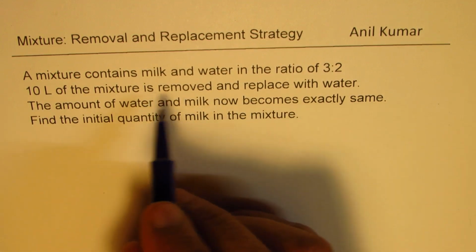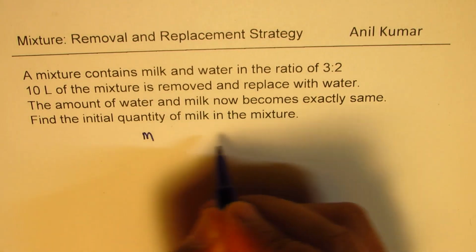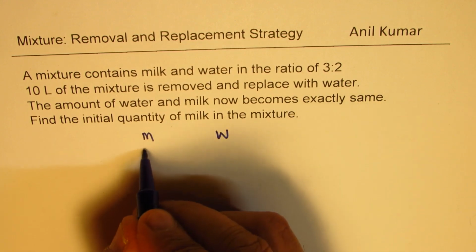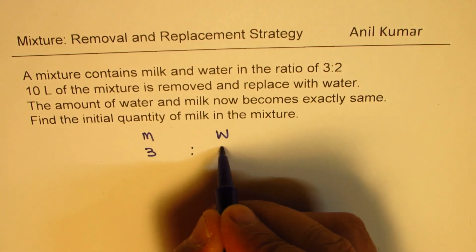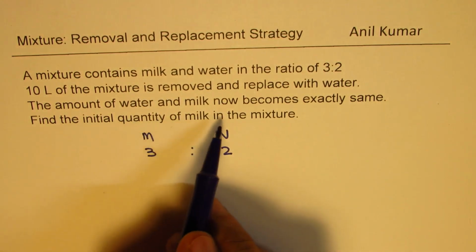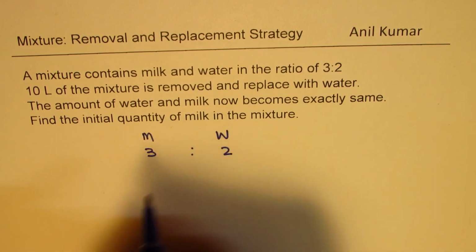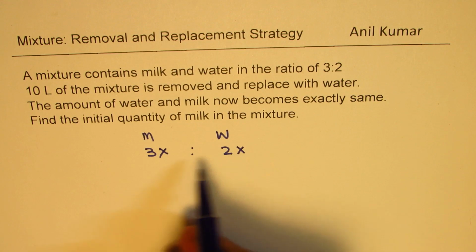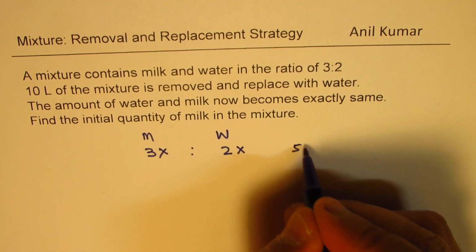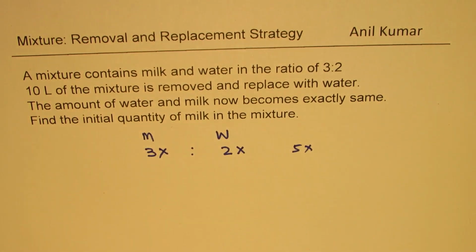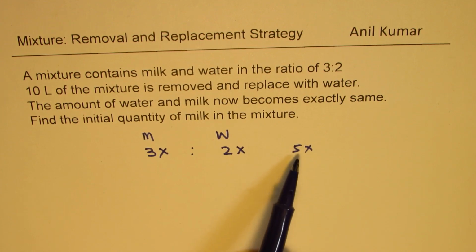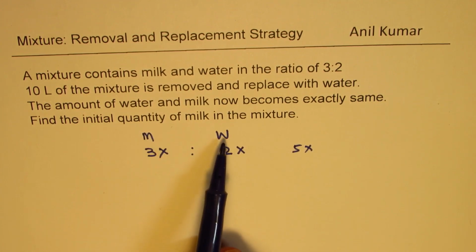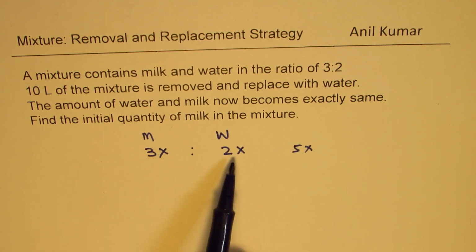Now here I'll adopt a different method. We're talking about milk and water, and the ratio is 3:2, right? It says find the initial quantity of milk, which we don't know, right? So let it be 3x and 2x, in the ratio of 3:2. So we are working with a total of 5x. So if 5x is the total quantity, 3x is the milk, 2x is water. They are in the ratio of 3:2.